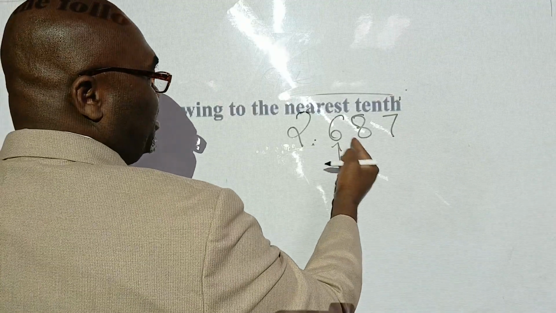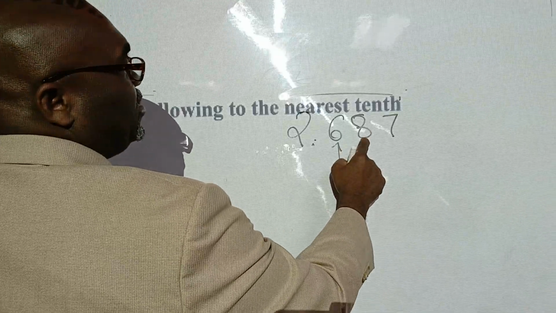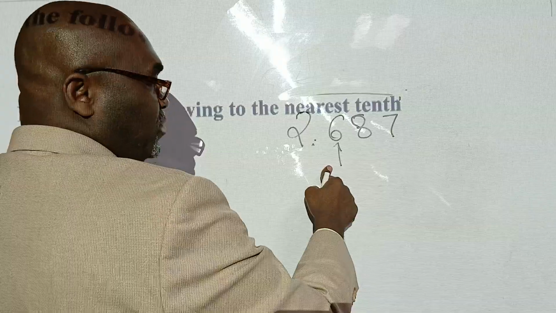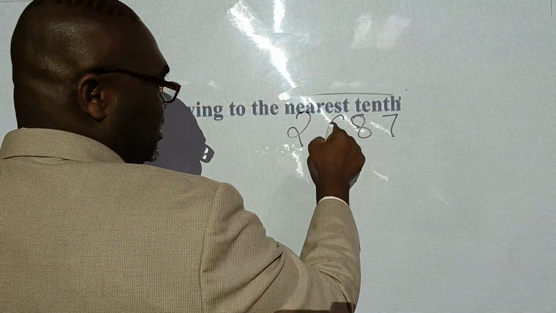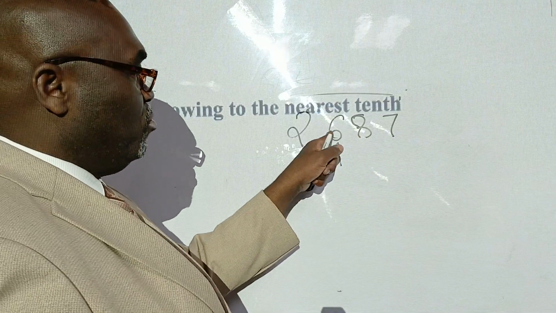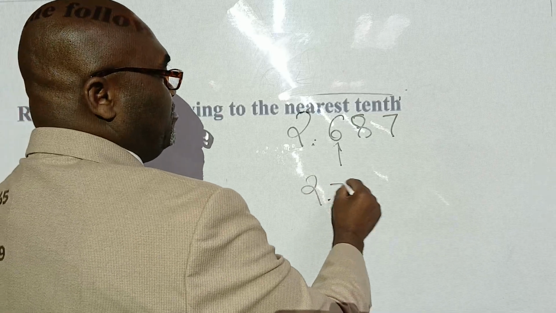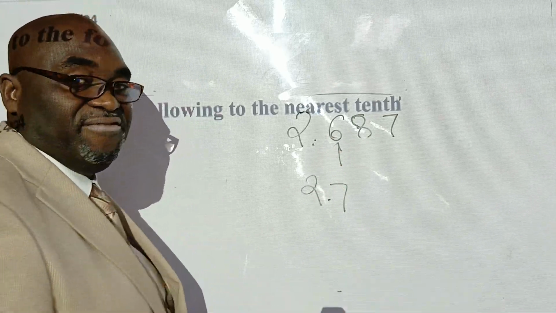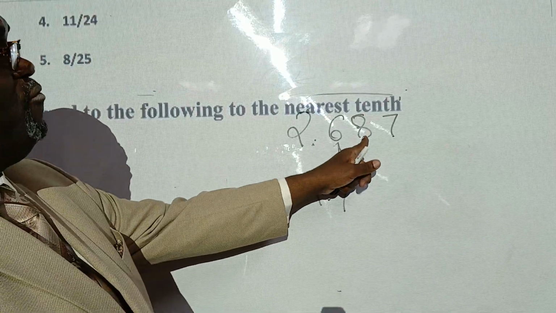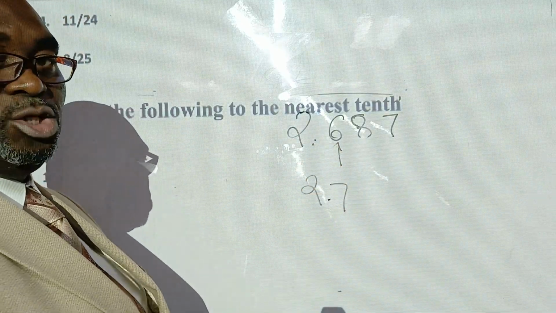You're gonna look at the number that comes right after the tenth place. That number is 8. So if the number that comes after where you're supposed to stop, rounding to the nearest tenth from 2.6, is a 5 or more, you bring this number up. So it will become 2.7. Why? Because the number that comes after is 5 or more. If this number were 4 instead of 8, we would drop everything and leave it as 2.6.